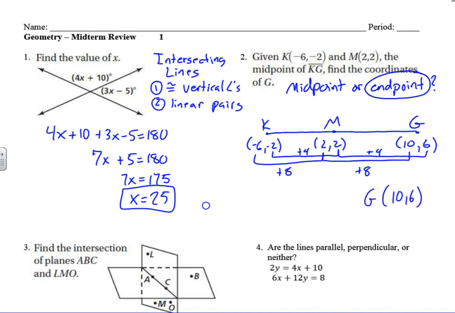So again, some people go and they just start doing the midpoint formula right away, but when you get one of these questions, make sure you ask, am I looking for the midpoint or the endpoint?